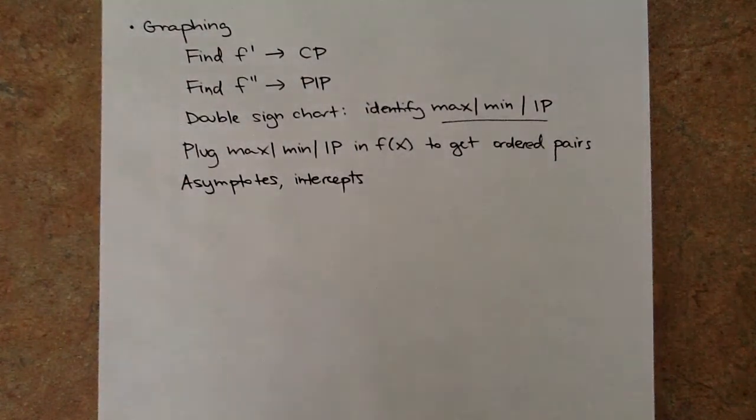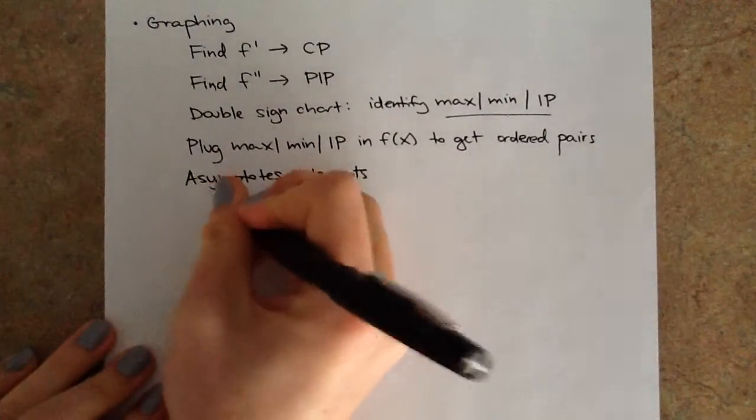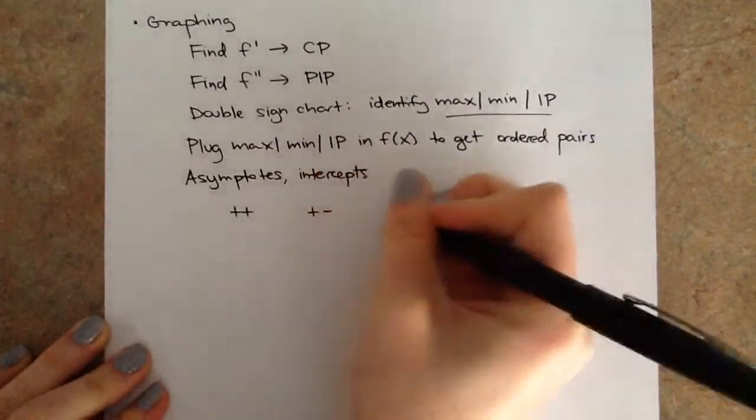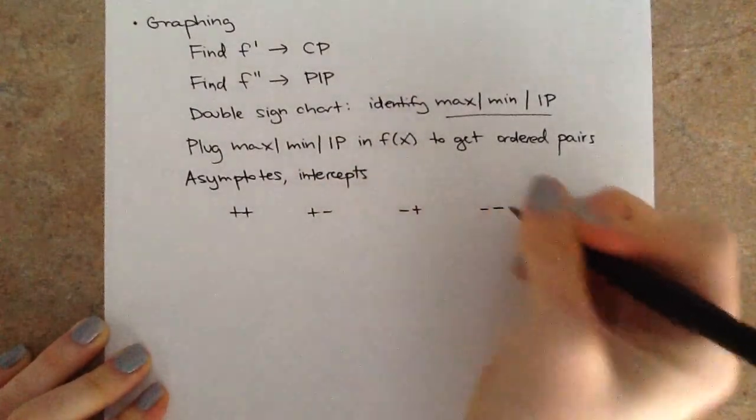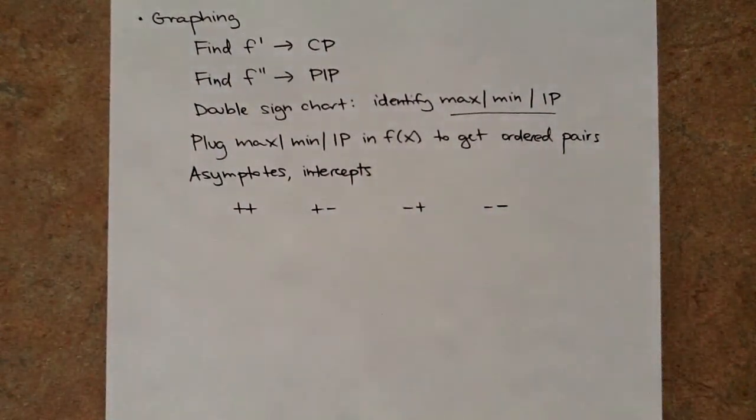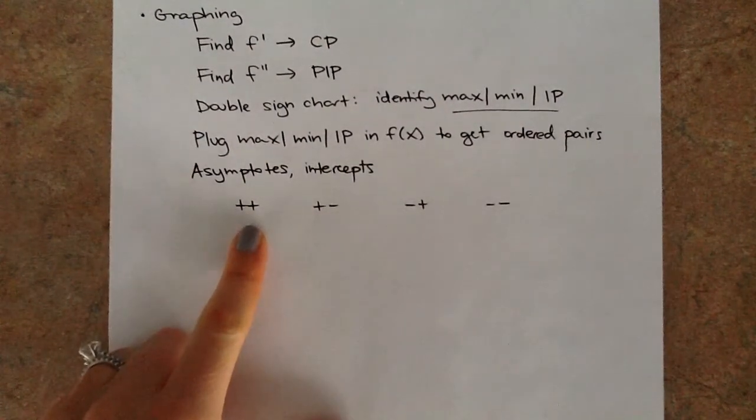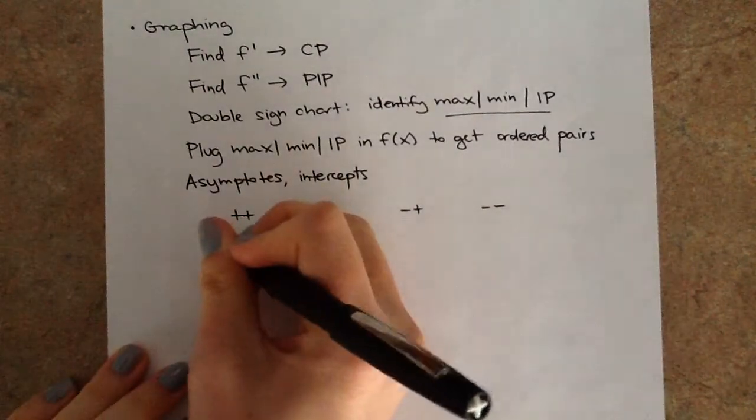Okay, and then you've got 4 different shapes. So basically, once you have those points, you connect the dots using the appropriate shape. If you look at your sign chart, you've got 4 possibilities: plus plus, plus minus, minus plus, and minus minus. The first sign is your first derivative. The second sign is your second derivative. So this means increasing and concave up. That would look something like this.